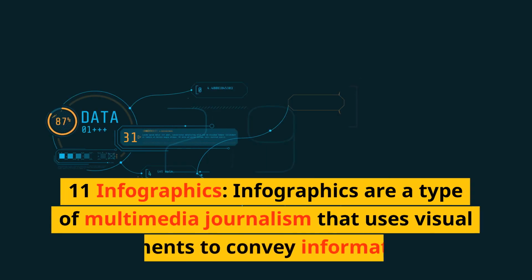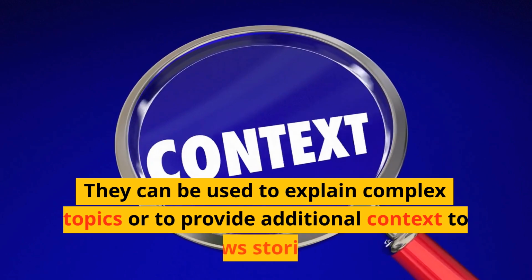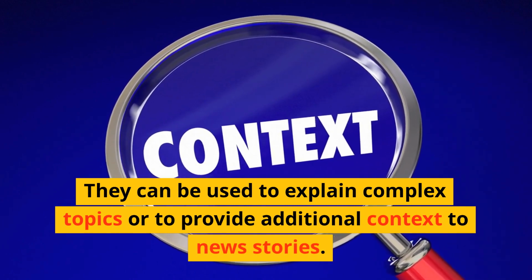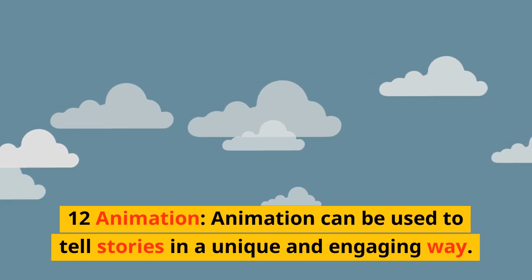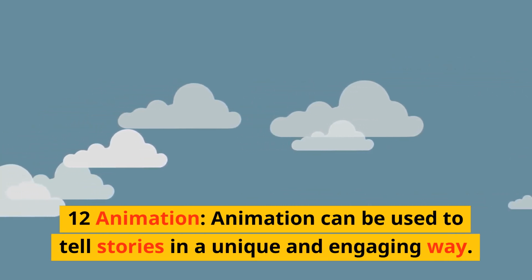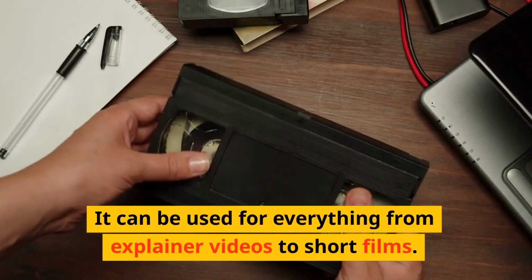11. Infographics. Infographics are a type of multimedia journalism that uses visual elements to convey information. They can be used to explain complex topics or to provide additional context to news stories. 12. Animation. Animation can be used to tell stories in a unique and engaging way. It can be used for everything from explainer videos to short films.